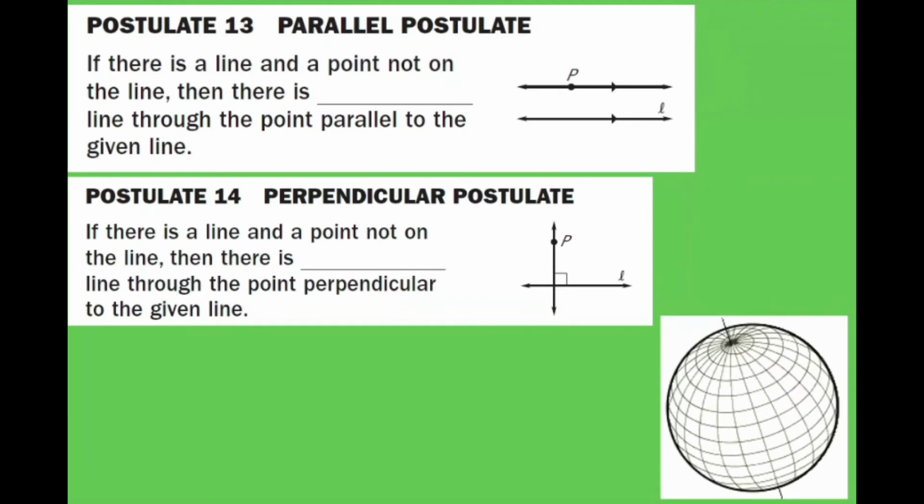If there's a line and a point not on the line, then there's only one line through the given point parallel to the given line. That's called the parallel postulate. The perpendicular postulate: if there's a line and a point not on the line, then there's only one line through the point perpendicular to the given line.